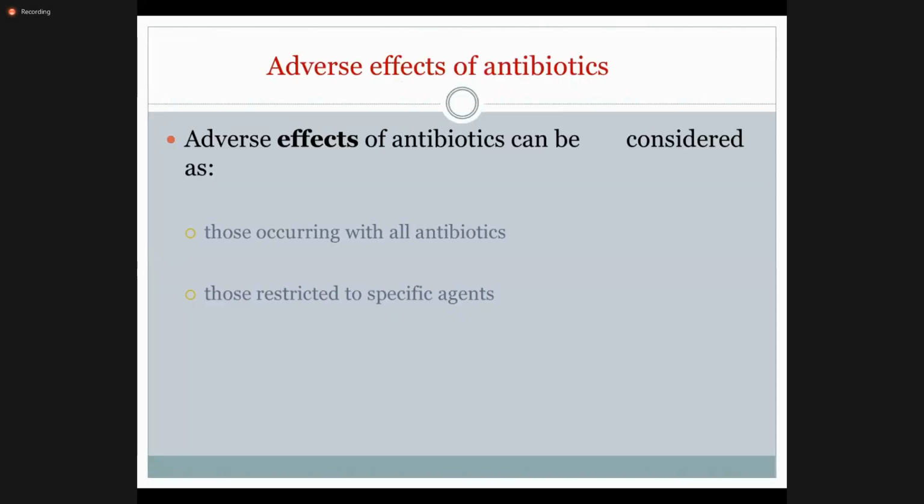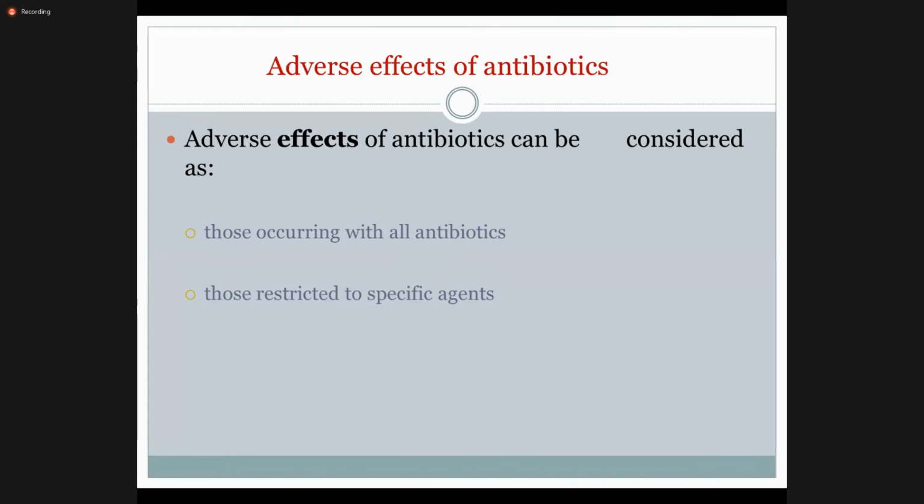Adverse effects of antibiotics can be considered as those occurring with all antibiotics, that we can say the general side effects, and those restricted to specific agents. From the exam point of view, what we must remember, right? The specific side effects. There are some specific side effects related to specific antibiotic groups.